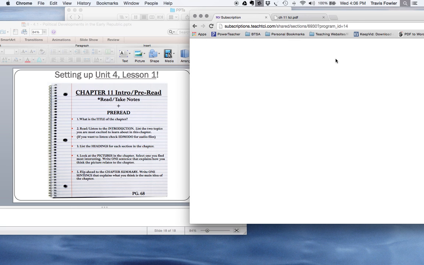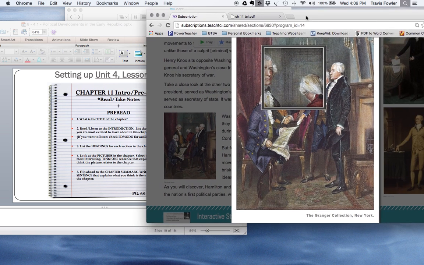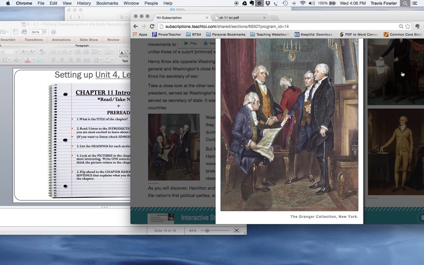I'm going to pull up this picture here so you can see it. So I'm going to keep reading. The illustration to the left, that's this illustration here, this is from your textbook. The illustration shows 4 leaders in the first government formed under the Constitution. On the far right stands former Continental Army General George Washington, who had been lured out of retirement to serve as the nation's first president.